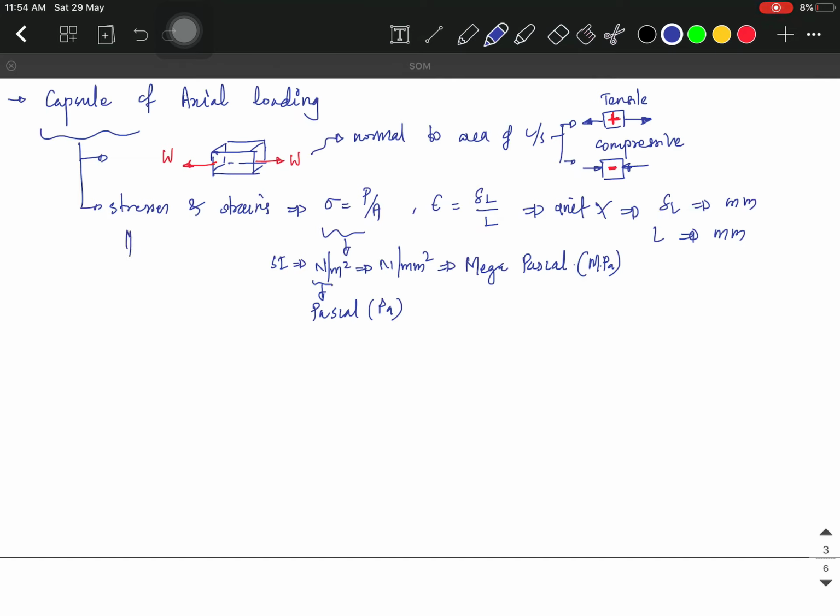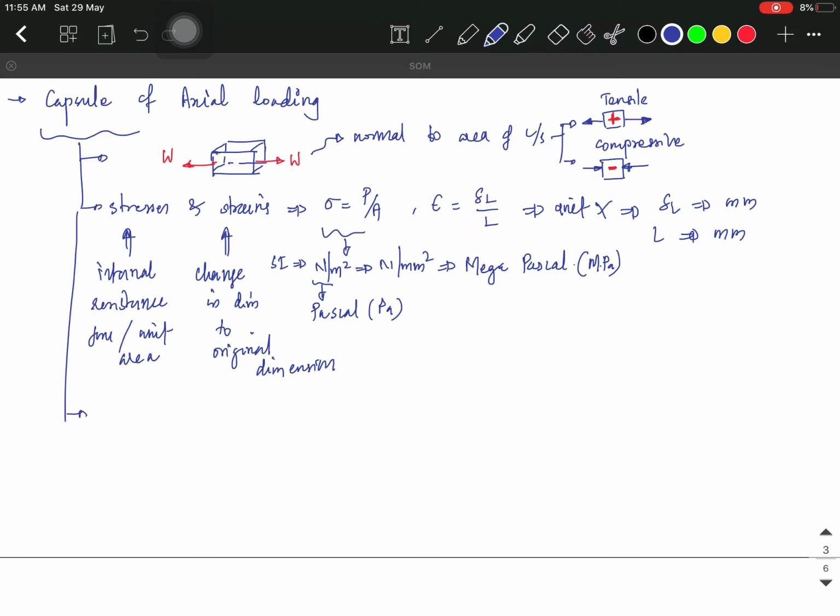Stress is nothing but the internal resisting force generated within the material due to the external applied load per unit area. That is the important thing, per unit area. And strain is the ratio of change in dimension to original dimension. Since we have limited our discussions to only one dimensional change, that is along the length, epsilon is treated as delta L by L. That's about stresses and strains.